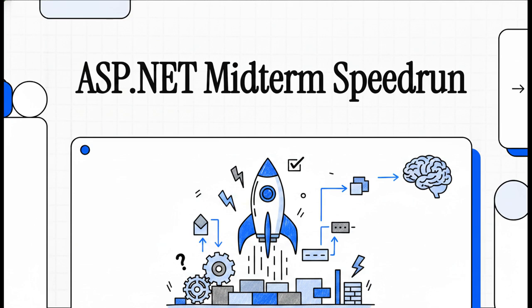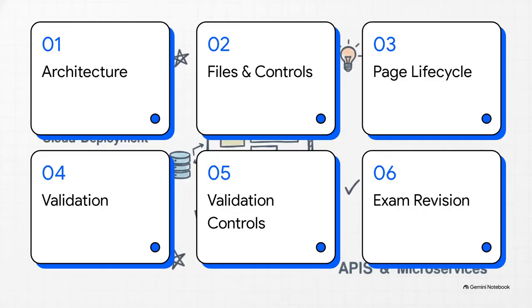I'll be your guide today, breaking down these concepts using clear visual explanations, so you could walk into that midterm with total confidence. Here's our midterm roadmap. 1. Architecture. 2. Files and controls. 3. The page lifecycle. 4. Client versus server validation. 5. Validation controls. And 6. A rapid exam revision.